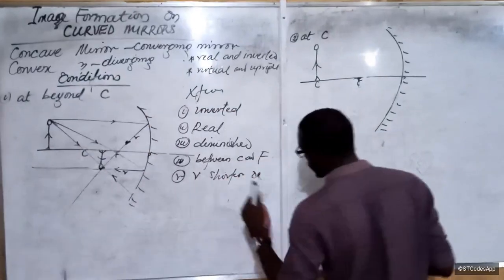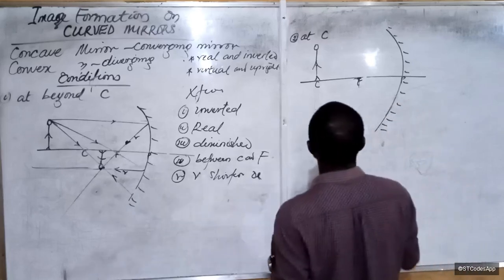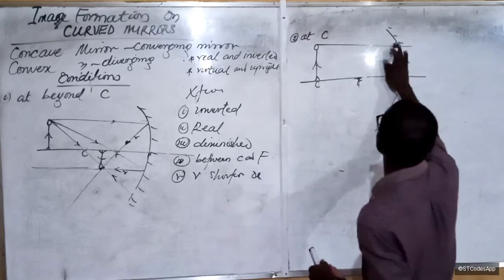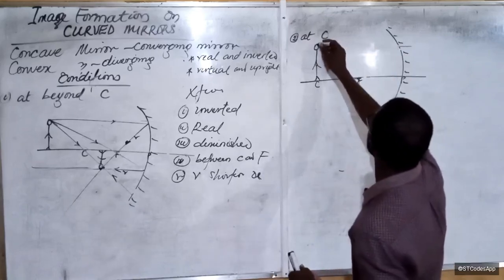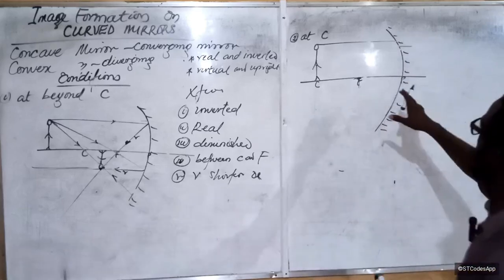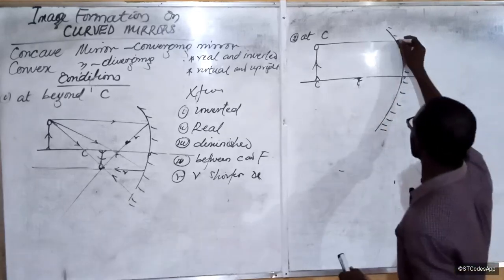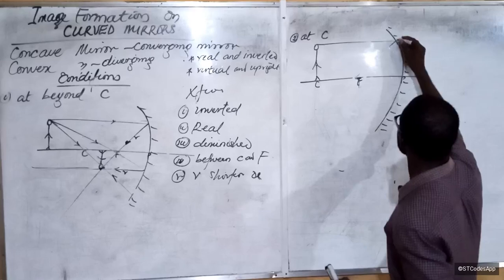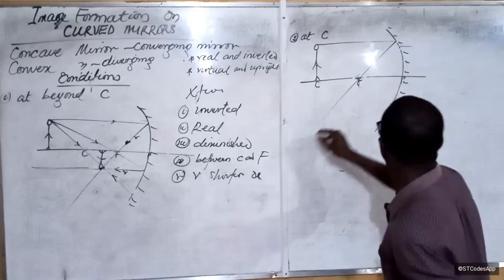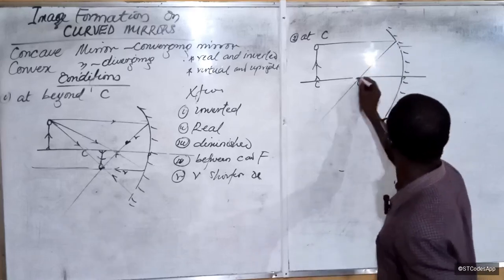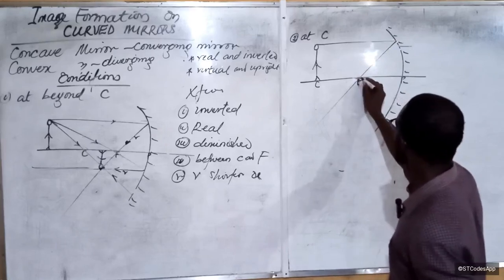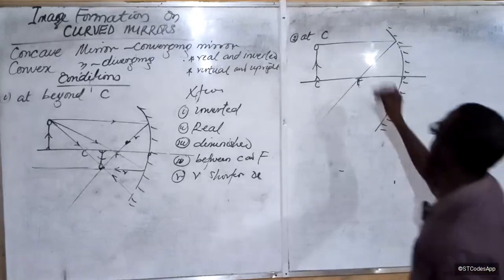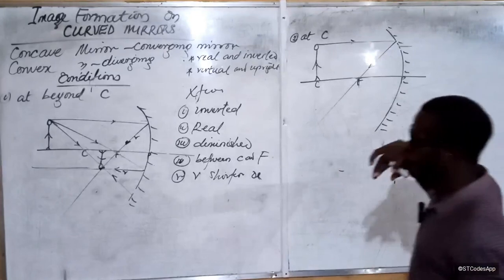All right, so let's use the first rule also and the second rule. The first rule says that our ray of light is parallel to the principal axis. This is not parallel, so let's make it parallel to the principal axis. It's going to be reflected along the principal focus, this way. So this is the incidence, this is the reflection.